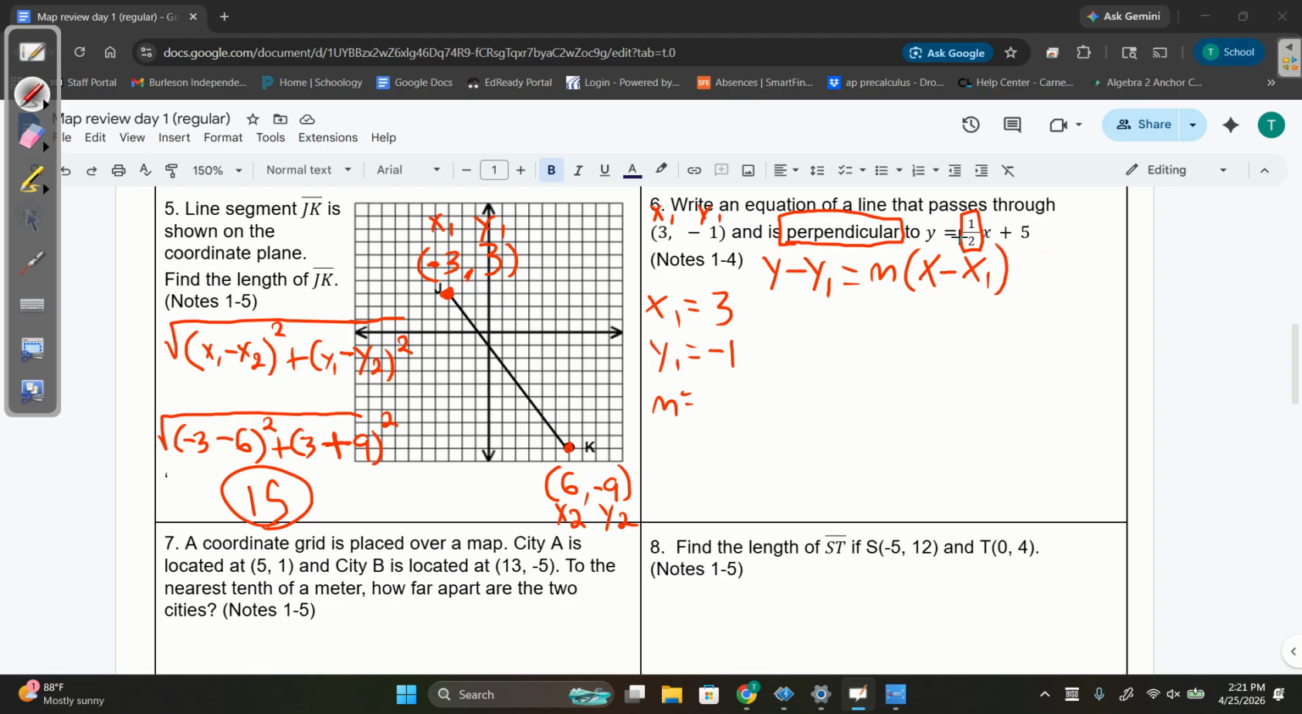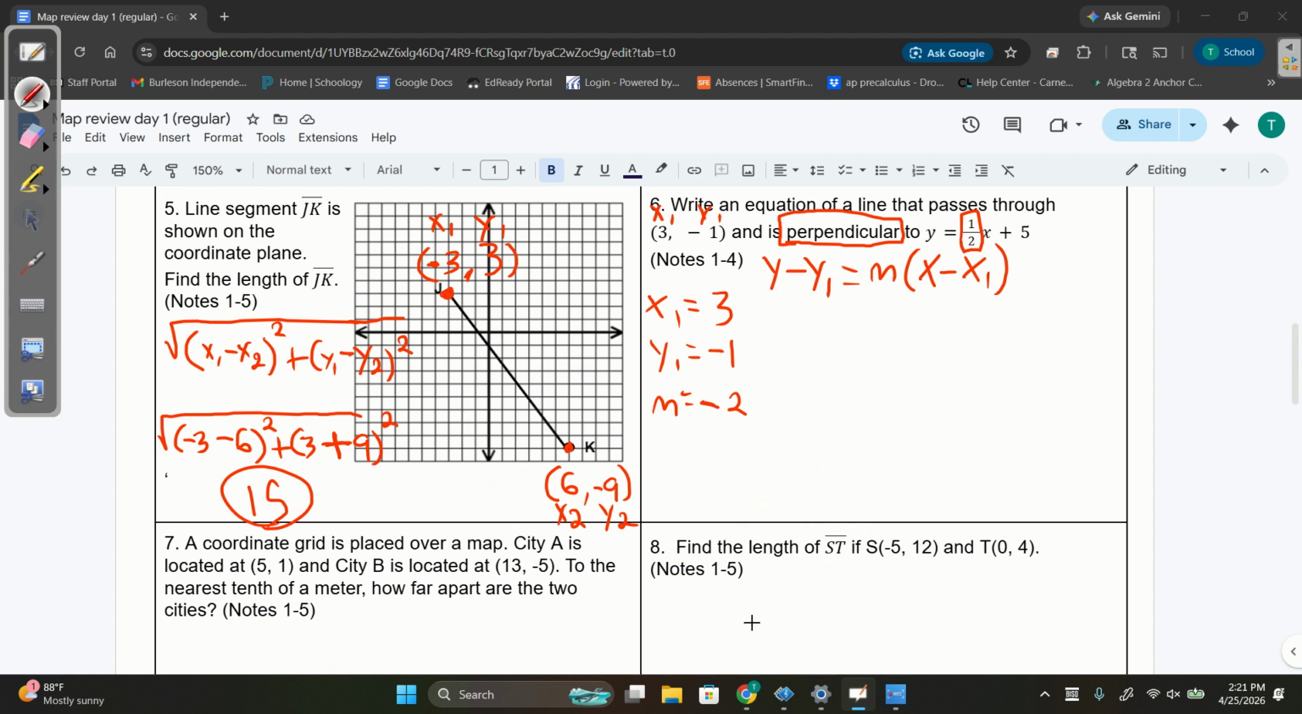So I'm going to have to take the opposite reciprocal of this slope here. Opposite means I change the sign, so instead of positive, it's going to be a negative. And then I flip the fraction for reciprocal. So instead of 1 over 2, I'm going to say 2 over 1. And 2 divided by 1 is just 2. So my slope here is negative 2.